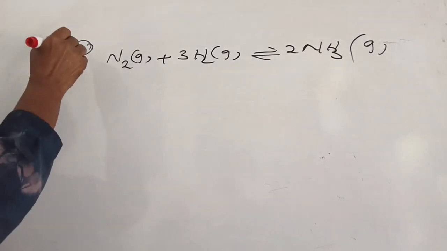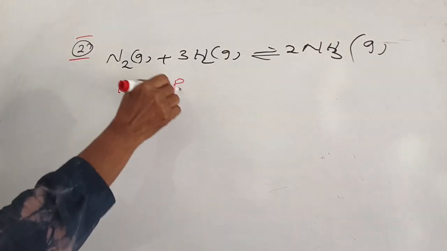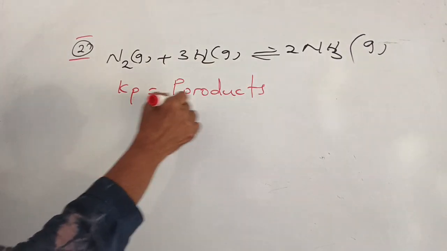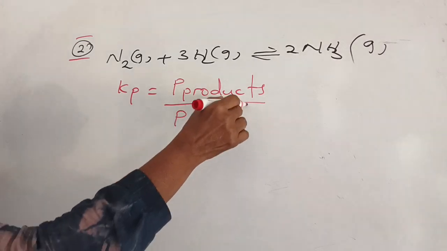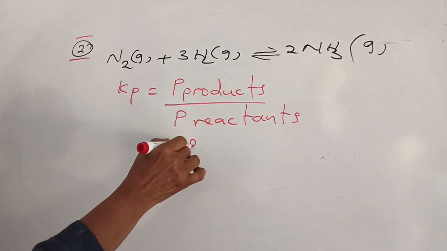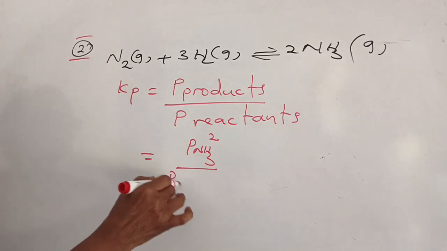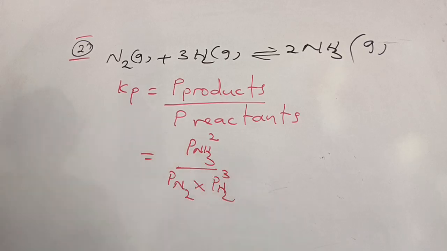This is the second example being chosen. So Kp is equal to the partial pressure of products divided by the partial pressure of reactants. In this context, the products are the partial pressure of ammonia to the power 2, divided by nitrogen to the power 1 and hydrogen to the power 3.